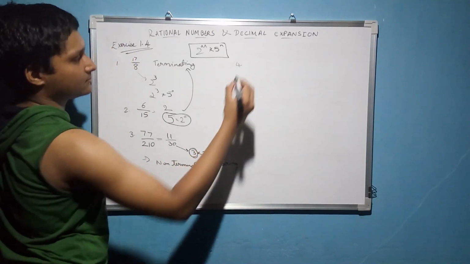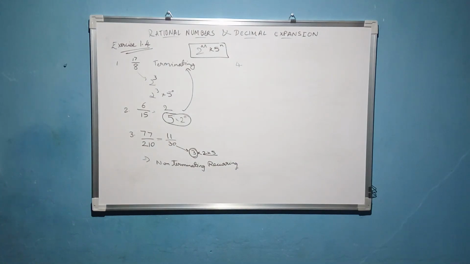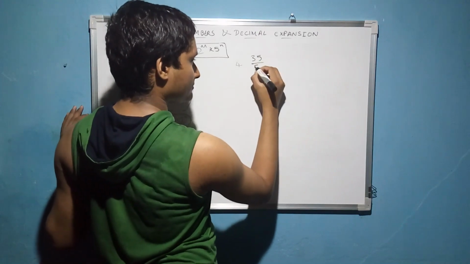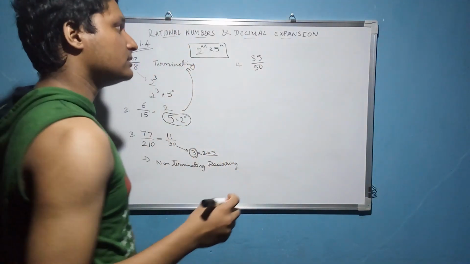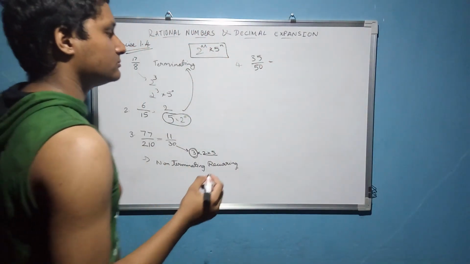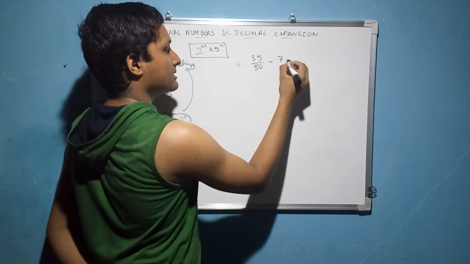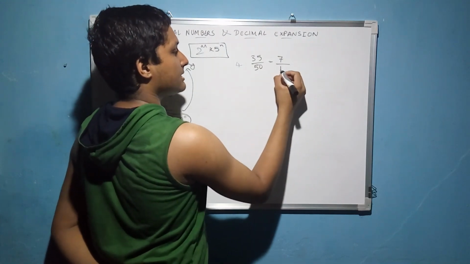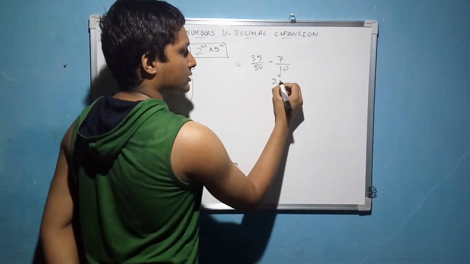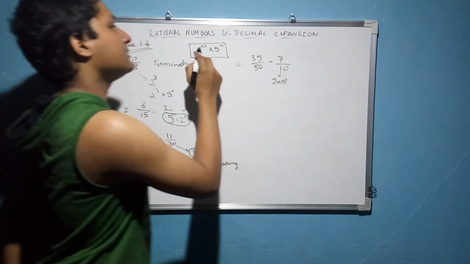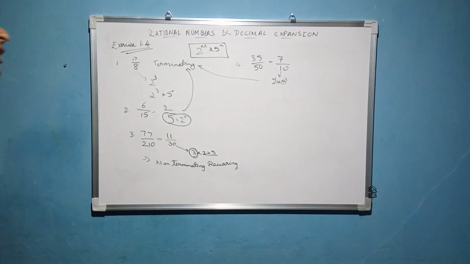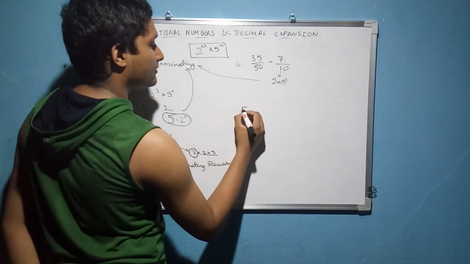We go to the fourth question. The fourth question is 35 by 50. I think 5 is common in the numerator and denominator. You can just see 35 is 7 times 5. 50 is 10 times 5, which can be written as 2 into 5. 2 raised to 1 into 5 raised to 1. That is of the form 2 raised to m into 5 raised to n. Hence, it becomes terminating.